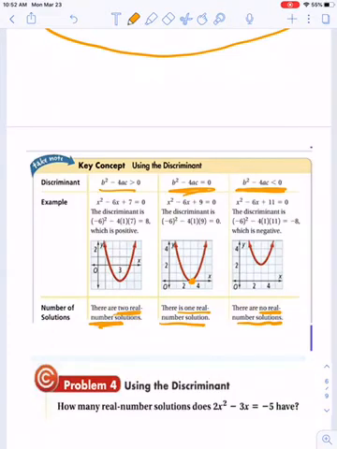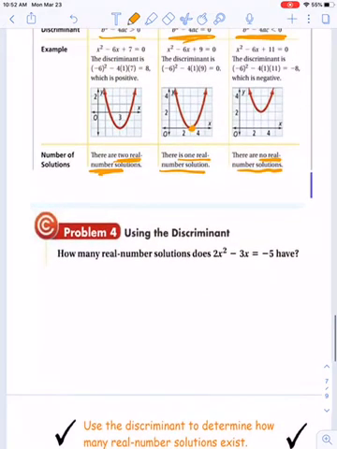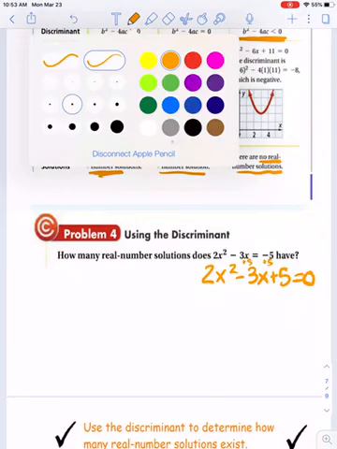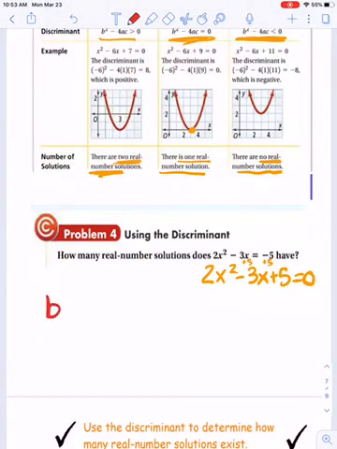So here's what a problem would look like. It says, how many real number solutions does this quadratic have? So again, I'm going to set it equal to 0 first. So I'd have 2x squared minus 3x, and I'm going to add 5 to the other side: plus 5 is equal to 0. Once I have this set equal to 0, it says how many solutions? Well, to determine the number of solutions, I just have to look at my discriminant, just that b squared minus 4ac. I don't have to use all of the quadratic formula.